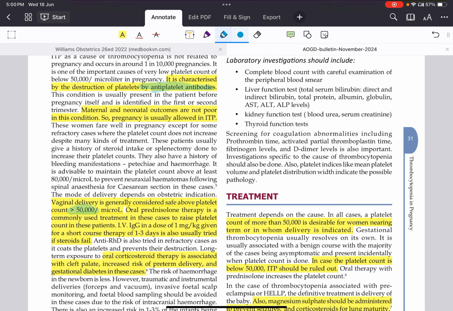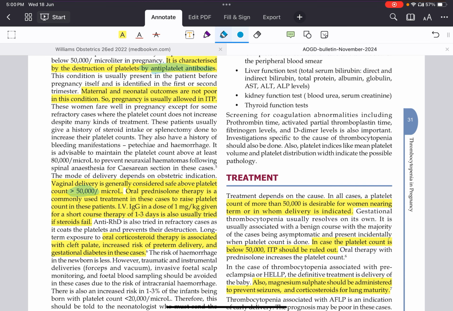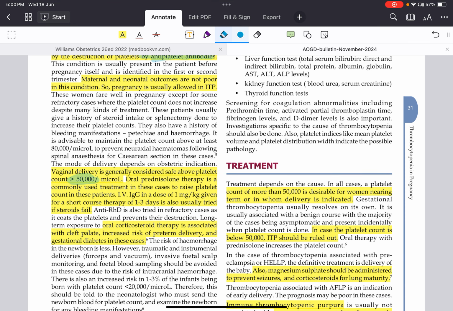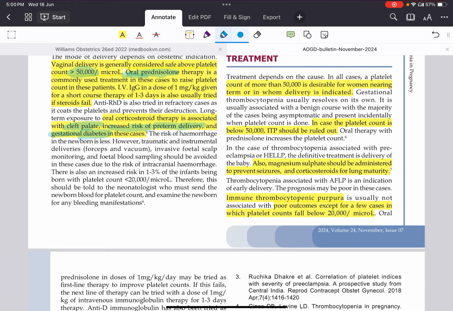Even vaginal delivery is possible with more than 50,000. Why are you panicking at 90,000 platelets? Don't panic on that. Repeat platelets. In fact, you should repeat the test again. Oral corticosteroids are associated with cleft. See, I'm telling you to give oral corticosteroids, so giving that there is a risk of cleft palate, preterm delivery, gestational diabetes in these cases.